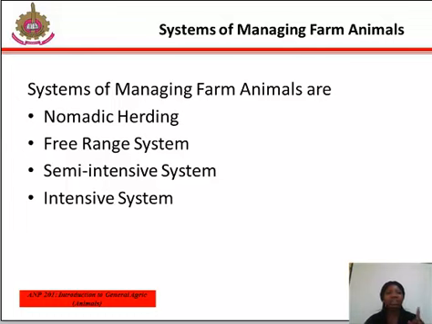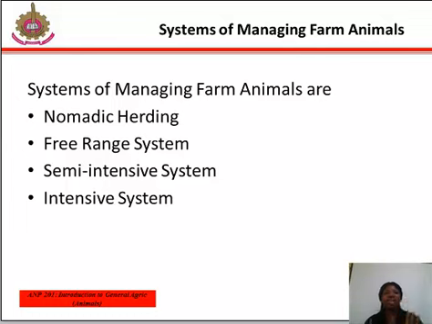So the second one is free range system. The animal farmer is settled in one area or village, while his livestock, especially cattle, sheep and goats, is allowed to wander about either on their own or sometimes under the supervision of a herdsman, and occasionally the animals are being fed on farm or kitchen waste.